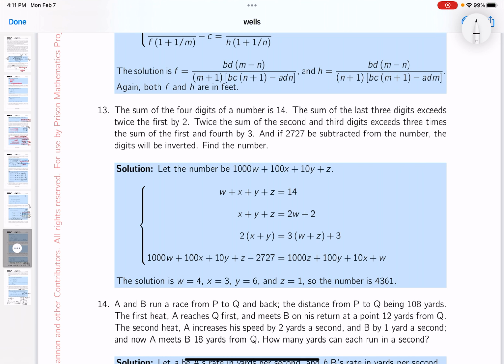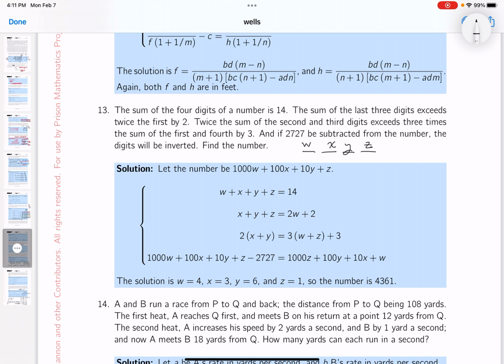Okay, it says the sum of the four digits of a number is 14. So we have a four-digit number: one digit, two digit, three digit, four digit. I'm going to tell you the digits are W, X, Y, and Z. And it says the sum of those four digits, and again, digits, like 0, 1, 2, up to 9.